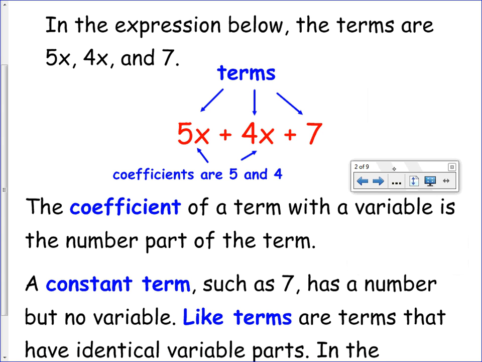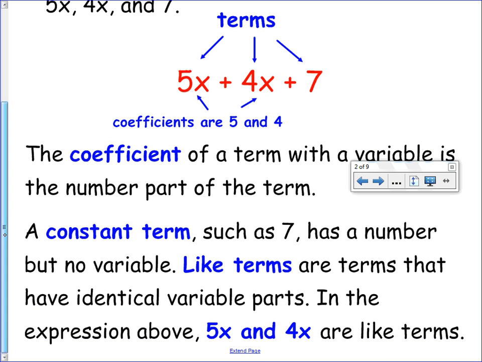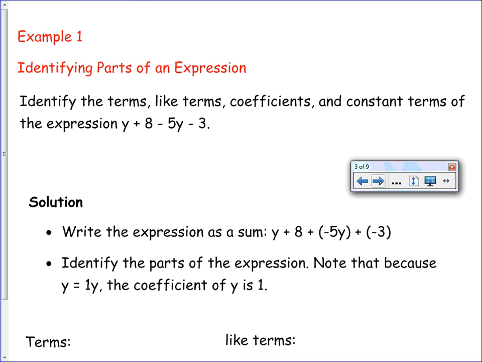Like terms are terms that have identical variable parts. In the expression above, 5x and 4x are like terms. So now we're going to talk about how to identify parts of an expression. Identify the terms, like terms, coefficients, and constant terms of the expression y plus 8 minus 5y minus 3.